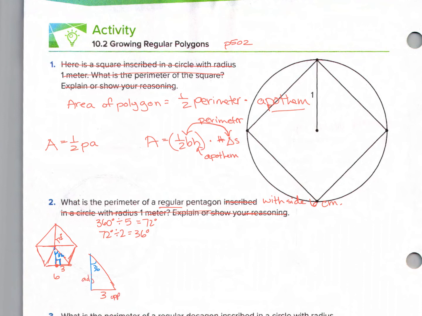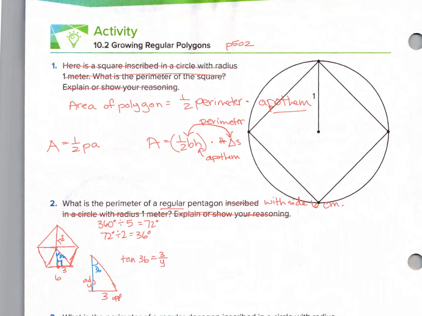So it looks like in this problem I want to use tangent of 36 equals, we'll call this guy y, equals my opposite over my adjacent. So let's multiply our y over. Let's divide by our tangent 36, and I get 3 divided by tangent 36. So my blue height there is, sorry, let me grab my calculations, 4.13. So this blue distance is 4.13.